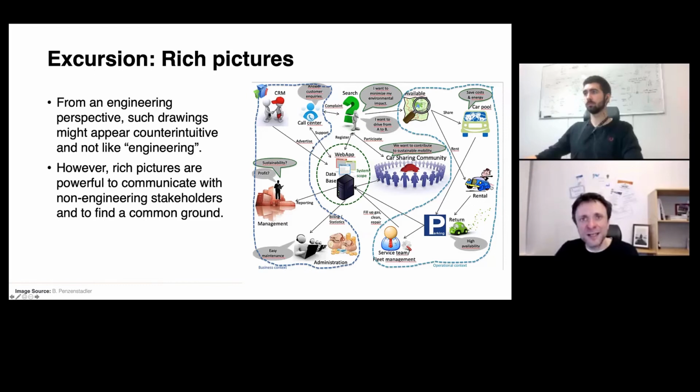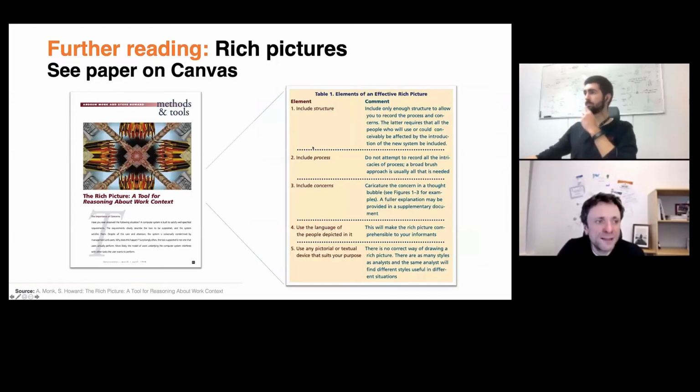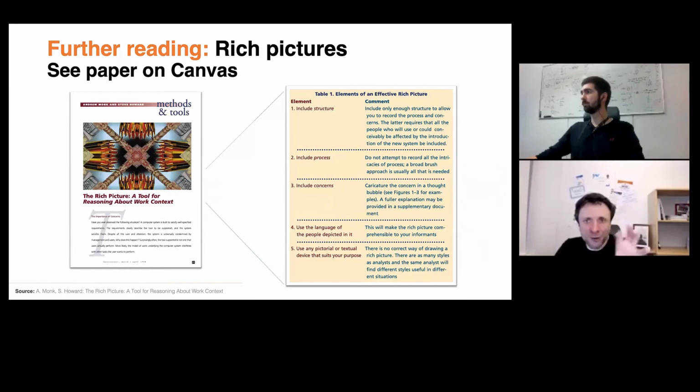So this is just one example for rich pictures. You will find on Canvas a paper as a further reading on how to use rich pictures and some recommendations on how to approach them, what to include, and how to visualize these elements. From there on, you will find some more tutorials that give you many examples. If you just look up the term rich pictures, you will find many examples on how to draw them. And I want you to play around with rich pictures and try them out at least once in your project. You will see what the benefits are.